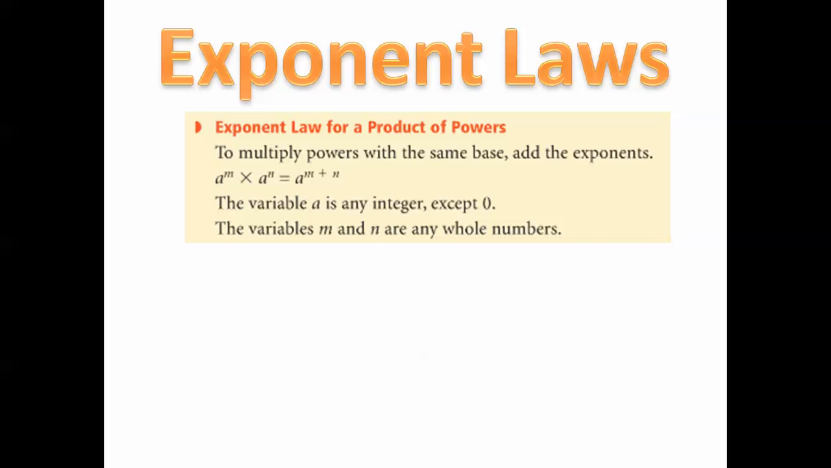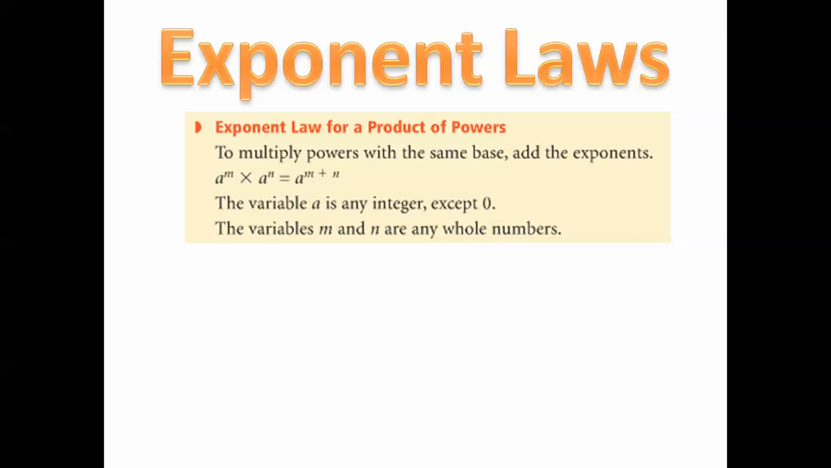So as we see, a to the m times a to the n is equal to a to the m plus n. The variable a is any integer except for 0, so that can be any number that doesn't equal 0. So it can be negative, positive, fraction, non-fraction. The variables m and n are any whole number. This means they can be any number that does not have a fractional part. So they can be a negative whole number or a positive whole number. For example, 1, 2, 3, -1, -2, -3.